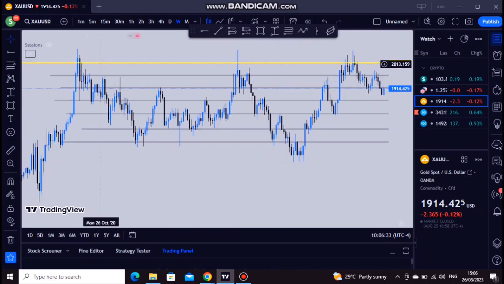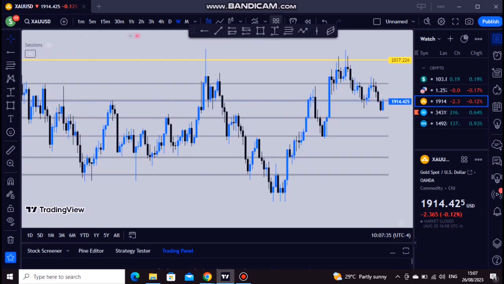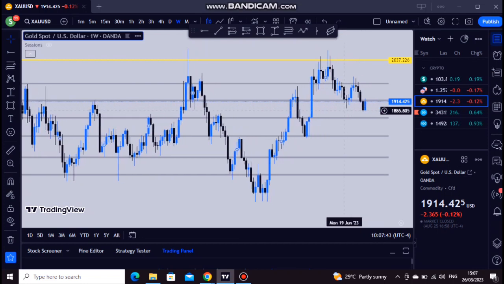All right, let me just keep it here. Nice. So we're going to be scaling to the daily time frame to find more perfect areas like this, more perfect key levels like this.